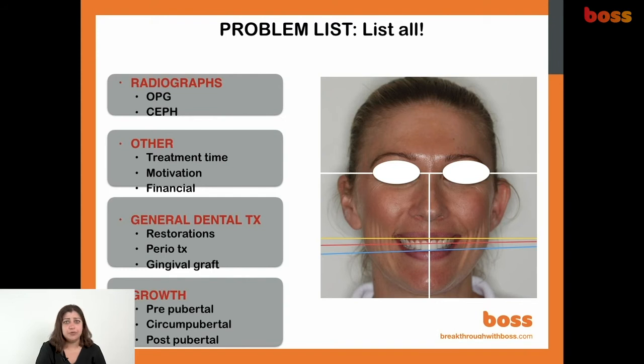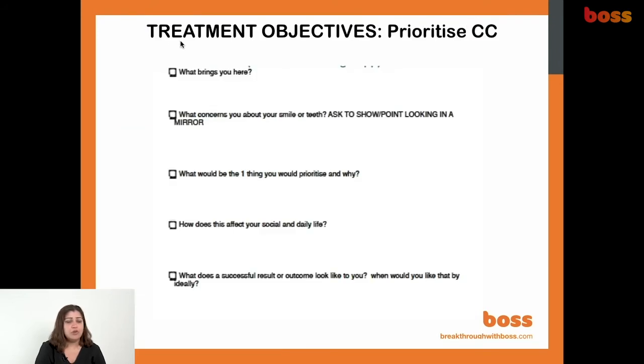Are they prepubertal, pubertal, or postpubertal? We'll go more into growth lectures later on. But most importantly, your treatment objectives should always go back to the patient's chief concern. Prioritize that. What is the one thing they would like to change and why, how soon they'd like to change it, and what concerns them the most are the most important questions to ask.